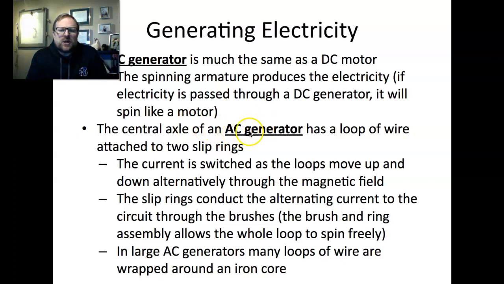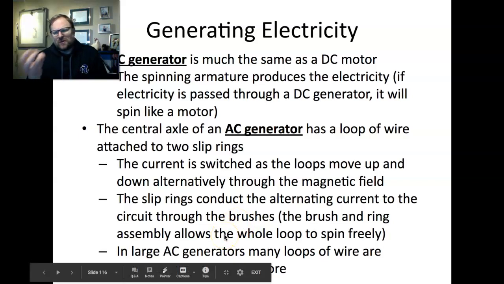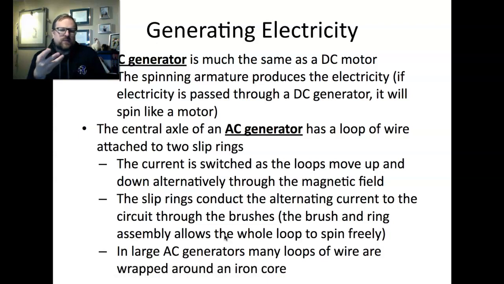Now, an AC generator has a loop of wire attached to two slip rings, and the current is switched as the loops move up and down alternately through the magnetic field. The slip rings conduct an alternating current through the brushes, and then the brushes are hooked up to our electrical circuit, which transmits the electricity.